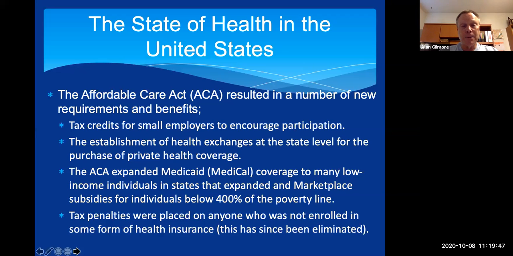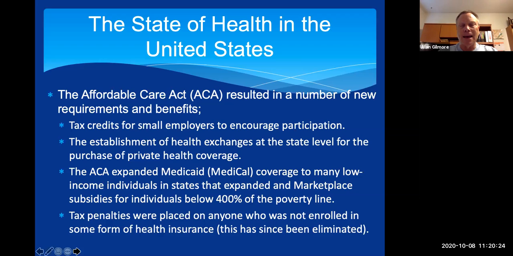The Affordable Care Act expanded Medicaid, or what we call in California Medi-Cal, coverage to many low-income individuals in states that expanded, and marketplace subsidies for individuals below 400% of the poverty line. So we saw for the very first time in a number of years a significant expansion of the Medi-Cal program in California. If a state chose to participate in the Affordable Care Act, part of the requirement was that they had to also provide expansion of the Medi-Cal, or what is called their Medicaid program.